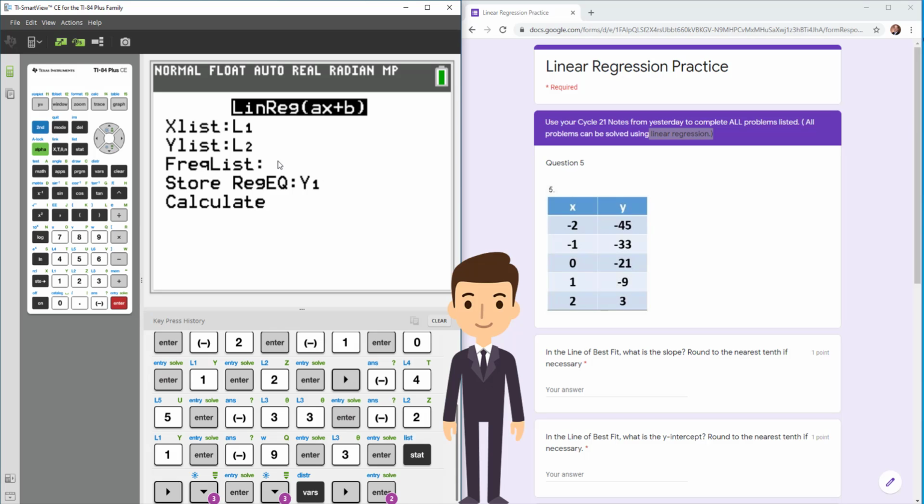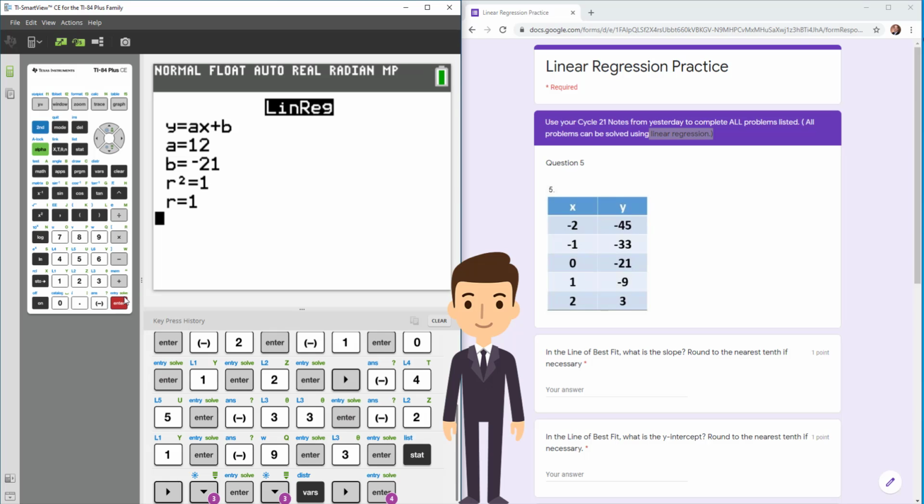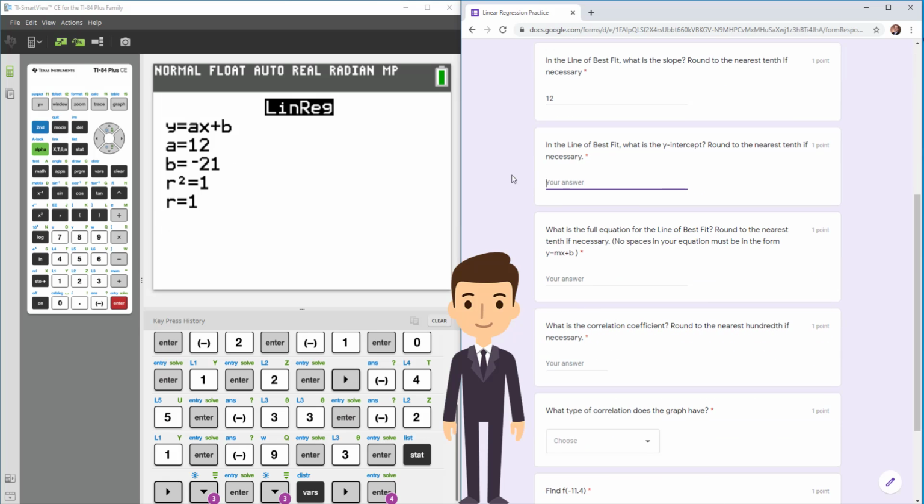So okay, moving on. Stat regression equation. I'll get off my soapbox. All right, regression equation Y1. We're done, and I'm going to hit calculate, and boom goes the dynamite. This right here is my equation, my linear regression equation. As you can see, it's got ax plus b. My slope is 12 once again. What is the y-intercept? The y-intercept is negative 21. What's the full equation for the line of best fit? It's going to be y equals 12x minus 21.